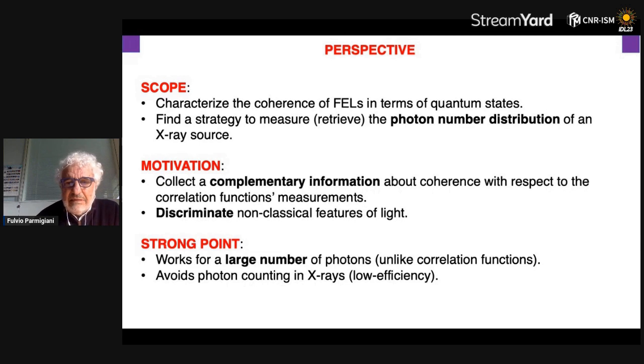Of course, the simulation that we have done so far seems to work for a large number of photons. With large number of photons, I mean we have simulated up to 1,000 photons per pulse. Of course, they can be reached by neutral filter, and this way we will also avoid the photon counting in the X-rays that has a low efficiency. Well, if that will be possible, again, we will finally have a source that is operating in the EUV and very soft X-rays with the full characteristics of a laser source.